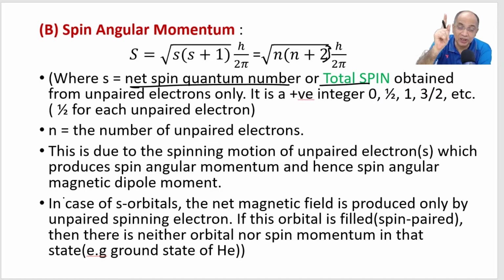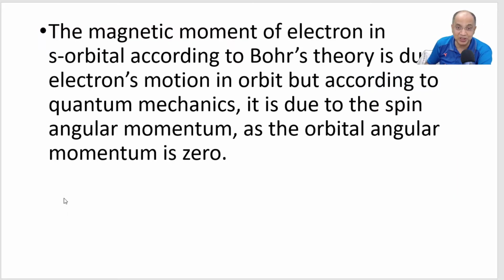But if there is one unpaired electron, then undoubtedly there is a magnetic field, and that is due to the spin magnetic field, not the orbital. But now see the comparison between the classical Bohr's theory and the wave mechanical model of the atom. In Bohr's theory, people will say the magnetic moment of the electron in the s orbital, that is the first shell, is due to the electron motion.